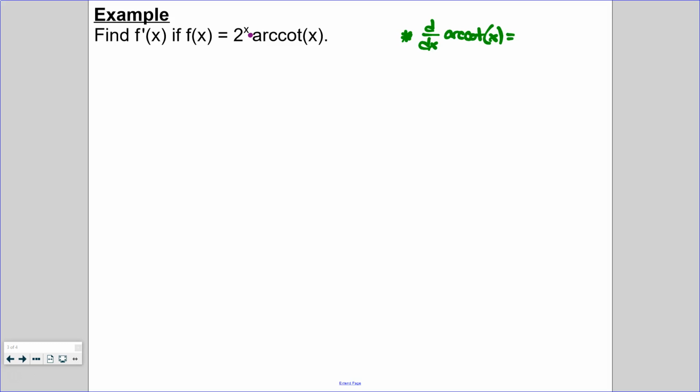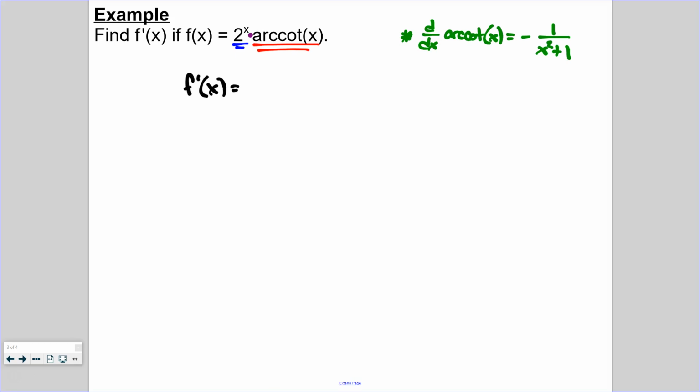And if we remember, the derivative of arc cotangent is going to be negative 1 over the inside squared plus 1. So we can just keep that in mind when we are going through and using the product rule. So, as always, our first function is 2 raised to the x power, and our second function is arc cotangent. So we'll go ahead and we'll take the derivative.